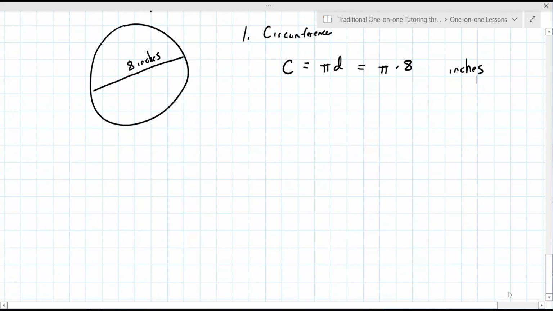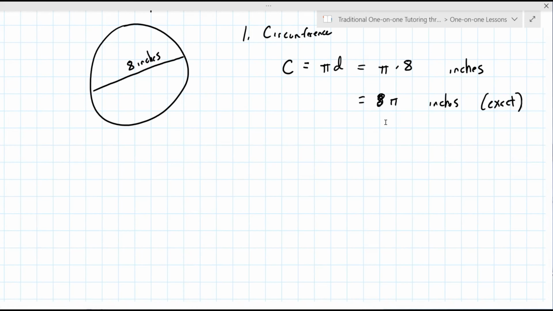So when we come down to your problem, we're going to change this to 8 pi inches. Now this is exact. Whenever you see a pi there, that means that it's exact. If there's one thing you take away from today's lesson, it's that pi means exact. Now, if we want to approximate it, we take 8 and multiply it by 3.14. Can you multiply 8 times 3.14 for me, please?